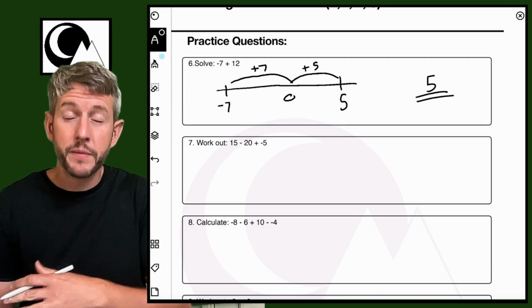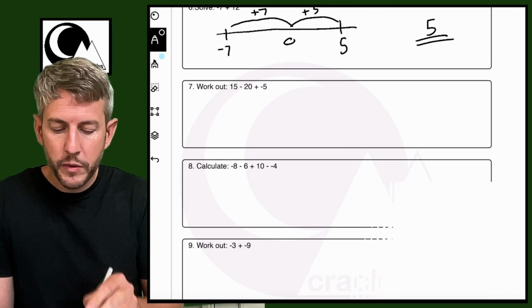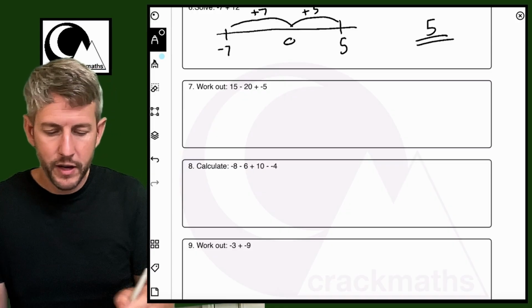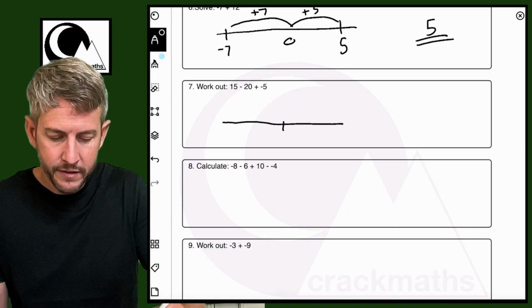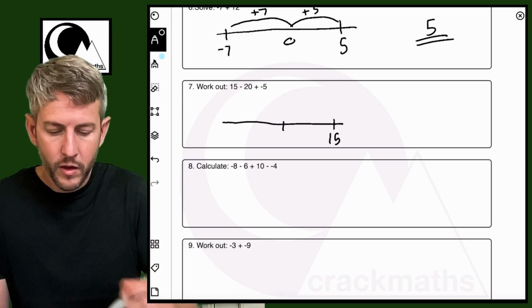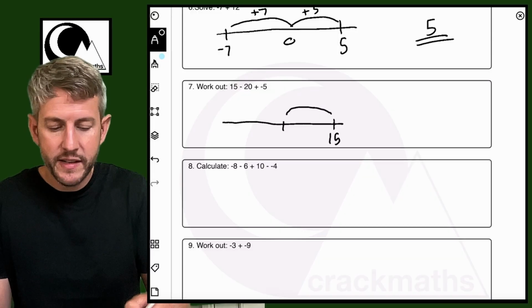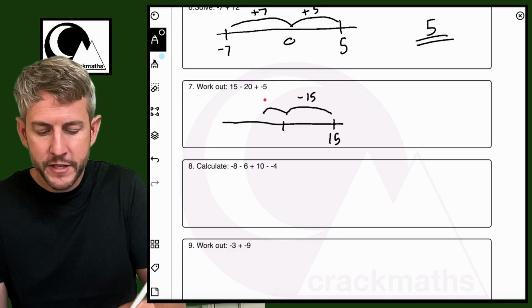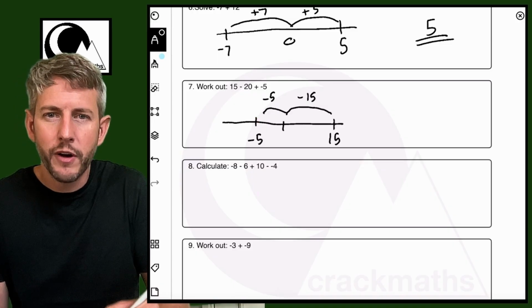We're at minus 7, and we've added 12. Right. What about this one here? 15, take away 20, and then add negative 5, okay? Let's think about the number line again. So we're at 15 here. We're taking away 20. So if we take away 15, we get to 0. So we've got 5 left to go, so we've got to take away another 5. So that will take us to negative 5.